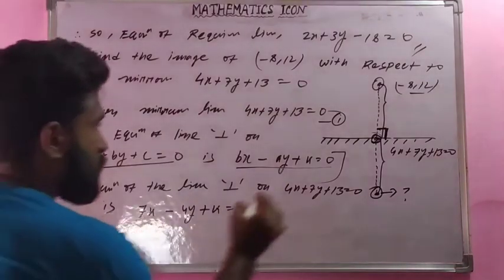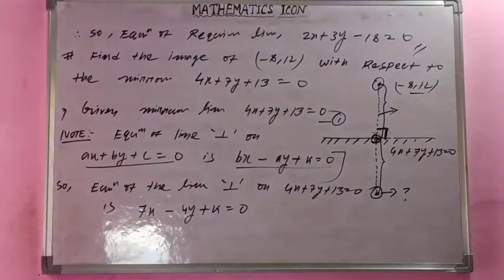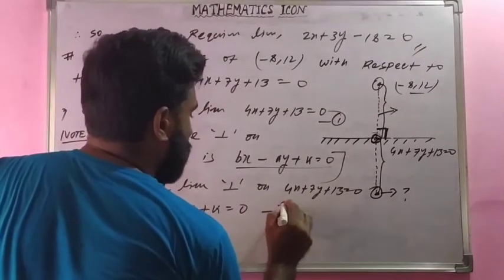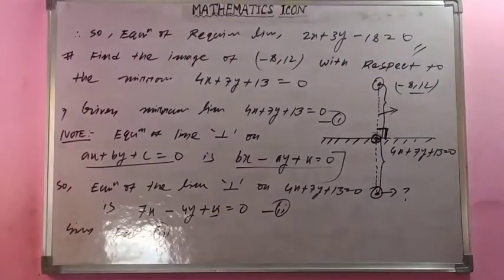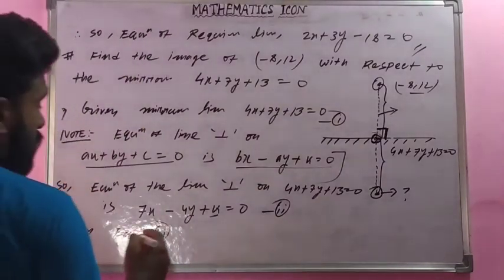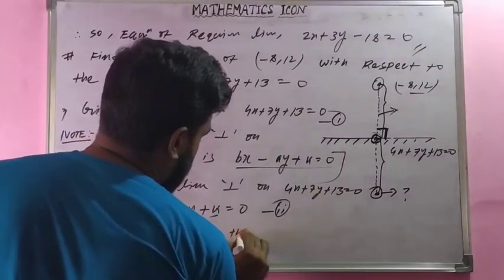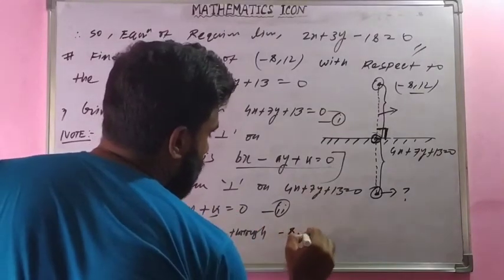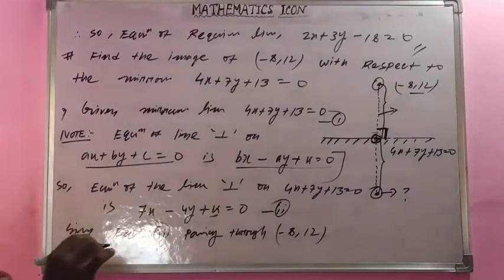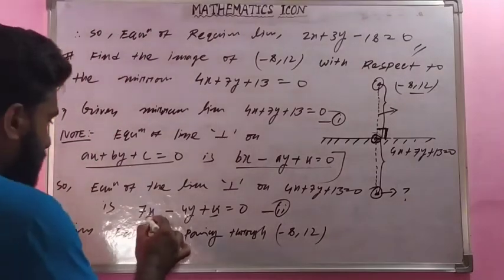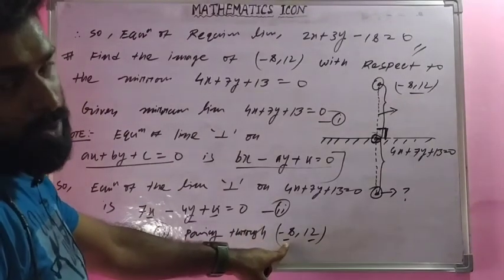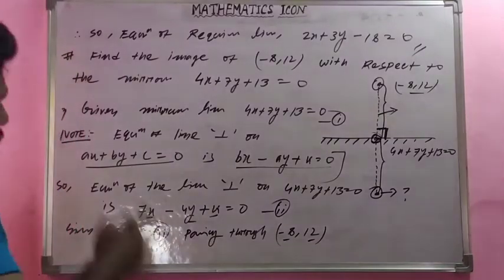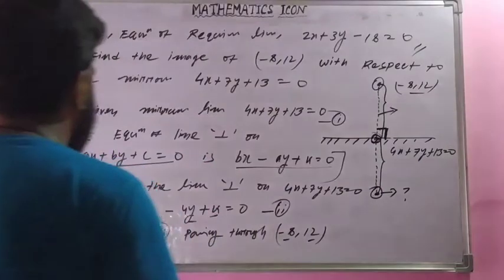So that means this line equation is 7x minus 4y plus k equals 0. Equation number 2. Since it is equation 2, you need to find the value of k here. Without getting this k value, you will not get the perfect equation of the straight line. So equation 2 is passing through minus 8, 12. If any line is passing through a particular point, then in place of x and y, you can use the x coordinate and the y coordinate respectively. In place of x, you can put minus 8, and in place of y, you can put 12. Just put these in equation 2, and you will get the k value.